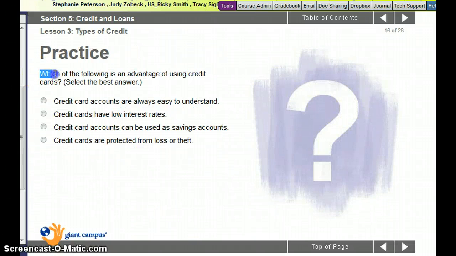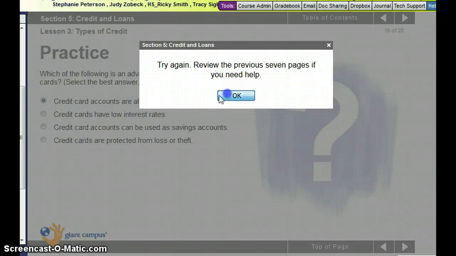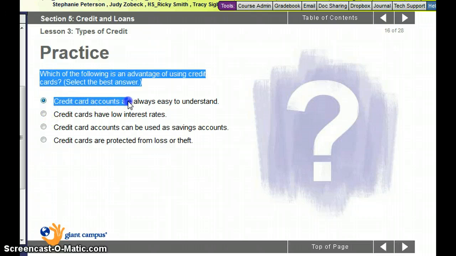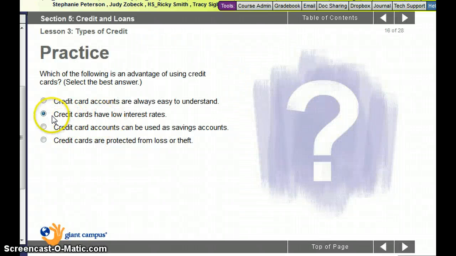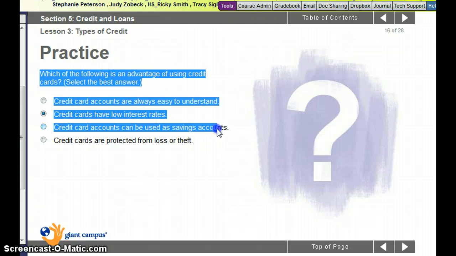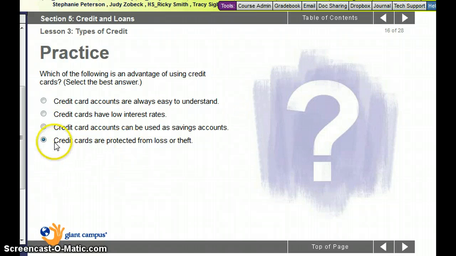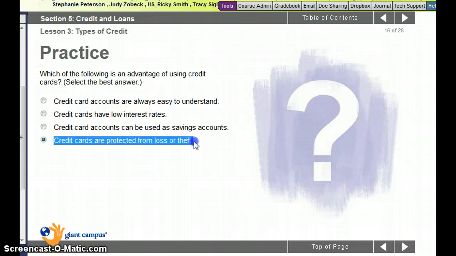So which of these is an advantage of using a credit card? Credit card accounts are always easy to understand. Credit cards have low interest rates. Credit card accounts can be used as a savings account. Or the last one, which is true: credit cards are protected from loss or theft. So you have a sense of security. If someone takes your card and uses it without your permission, you're not responsible for that debt.